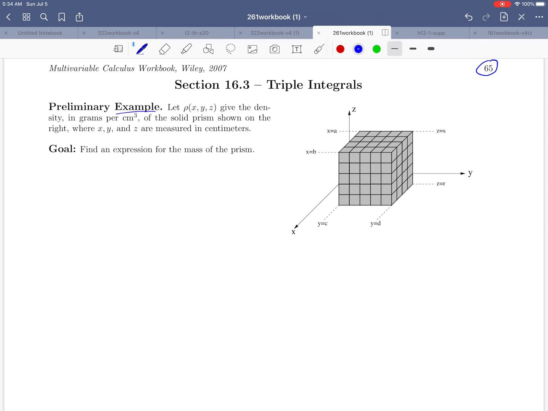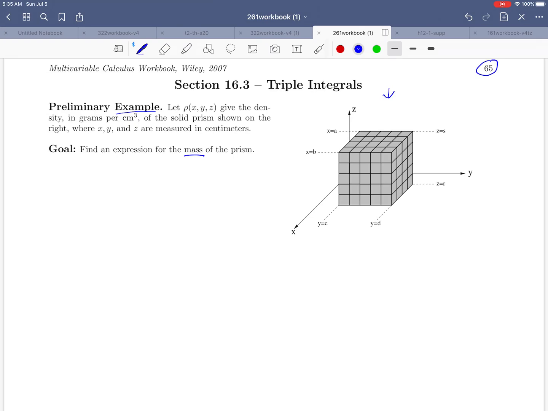Let's read this together. So let rho of x, y, and z give the density in grams per cubic centimeter of the solid prism shown on the right, and we'll assume that x, y, and z are all measured in centimeters. And it's our goal in this problem to find an expression for the mass of the prism.